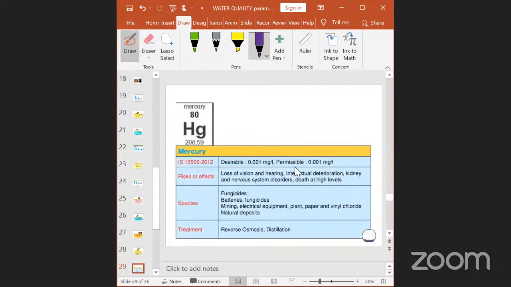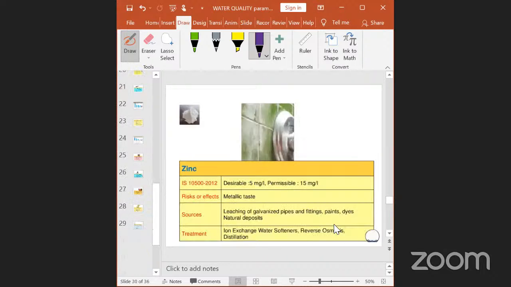Mercury: the permissible limit is 0.001. Effects are loss of vision and hearing, and even death at high levels. Sources are fungicides, batteries, mining, paper, and some natural deposits. Treatment is RO and distillation.